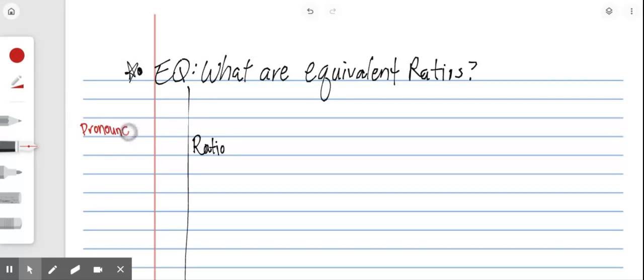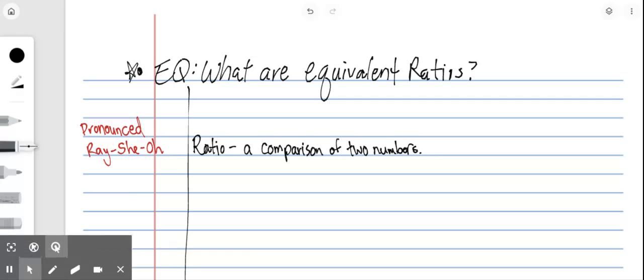Pronounced "ratio." So that T is from a different language, which is why the TIO makes a sh sound. So a ratio is a comparison of two numbers. A comparison of two numbers.